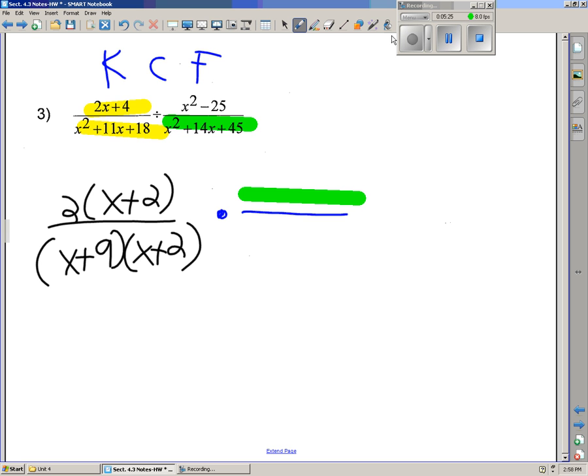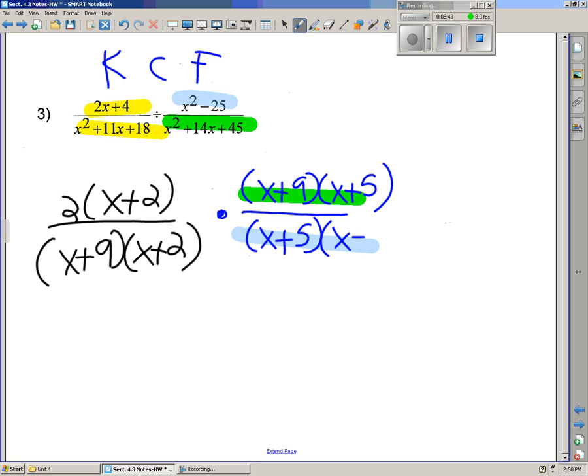So that becomes an I am, and in this case it's x plus 9, x plus 5. And now I have to factor this top, which really turns into the bottom. This is a difference of squares, and it becomes x plus 5, x minus 5. So I did the keep, change, flip, and factor all together.